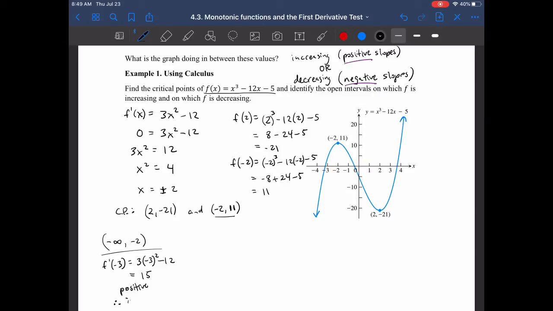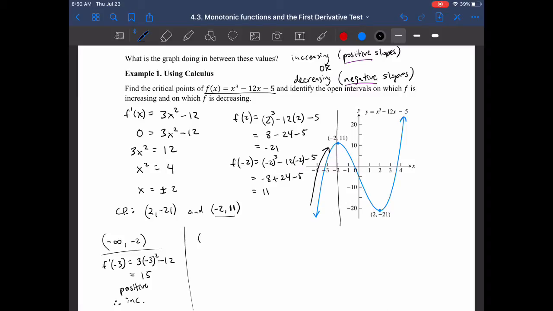Therefore, increasing on that interval. So if we look over here on the graph again for a moment, if we split this right here, this is the interval we're looking at, from negative infinity up to -2. Over that part, it's increasing like that. We're going up the entire time. It's all positive slopes.